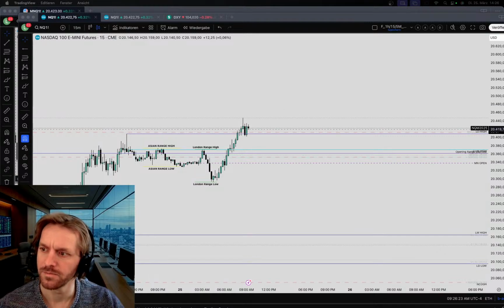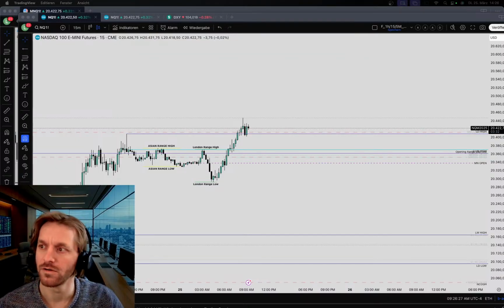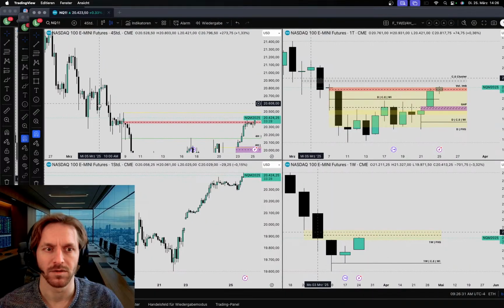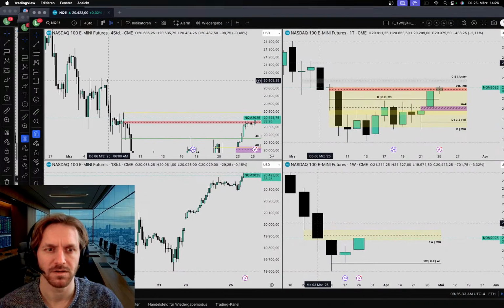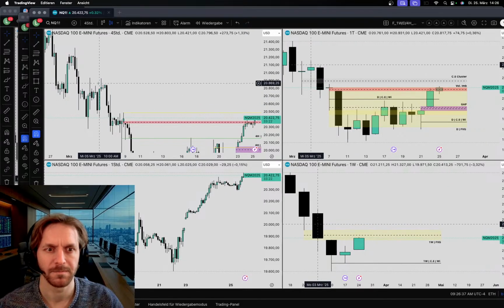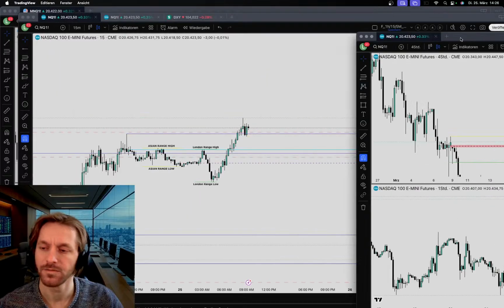Also, we have kind of a breaker here in the 4 hour. This one here. Is it? No, it's not. Never mind. It's lower. I thought it's slightly higher, but it's not.